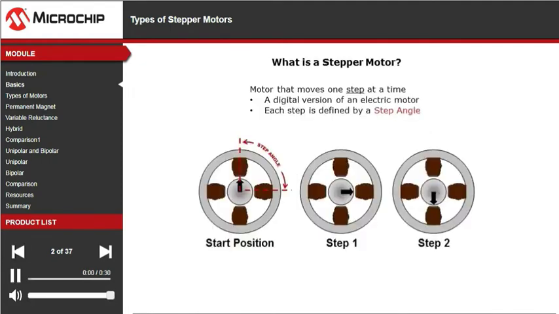As the name implies, the stepper motor moves in distinct steps during its rotation. Each of these steps is defined by a step angle. Notice in the example shown here that there are 4 distinct steps for the rotor to make a complete 360-degree rotation, defining the step angle at 90 degrees. Since this motor does move in a discrete fashion, it can be said that a stepper motor is actually a digital motor. This characteristic makes it very suitable for digital interfaces such as with a microcontroller.